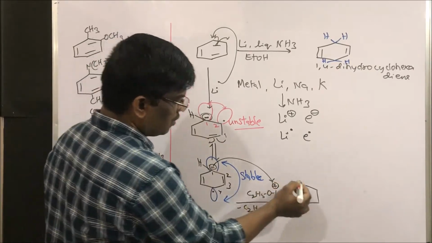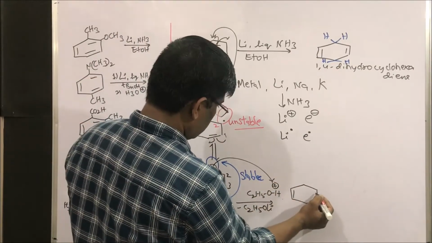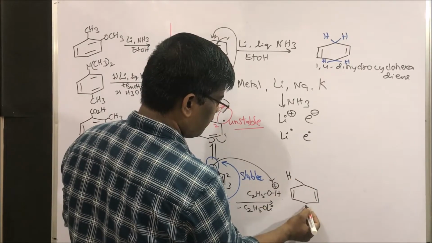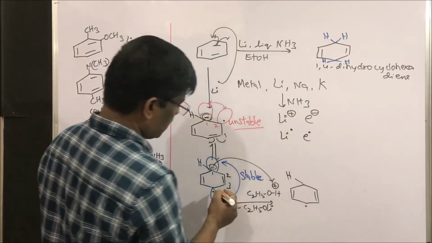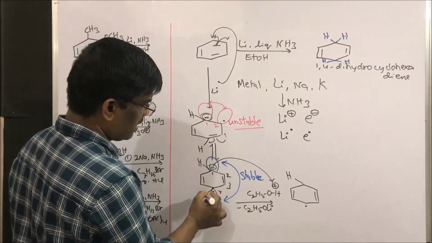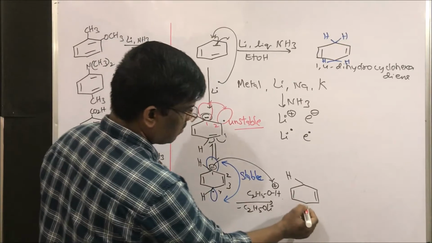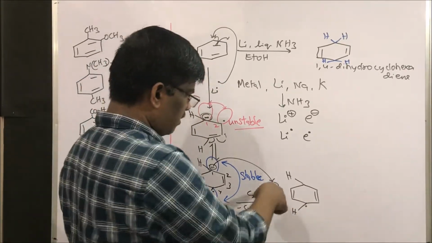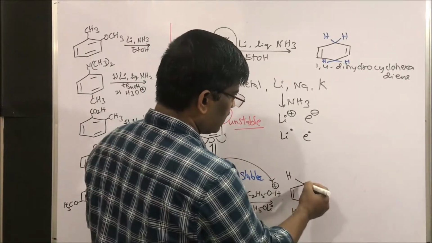So this is the double bond. Here already one hydrogen is there. Here the free radical is there. At the same time, here also one hydrogen is there. It is the same hydrogen. Now here the radical is there, and a new hydrogen has come from ethanol.